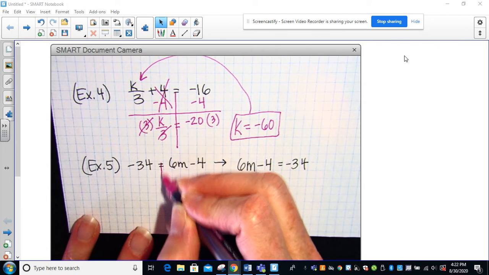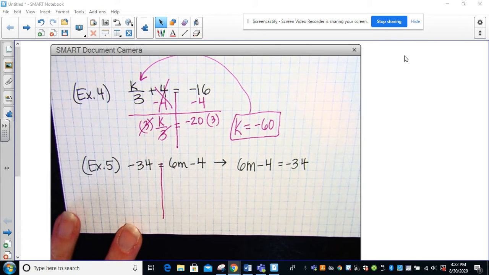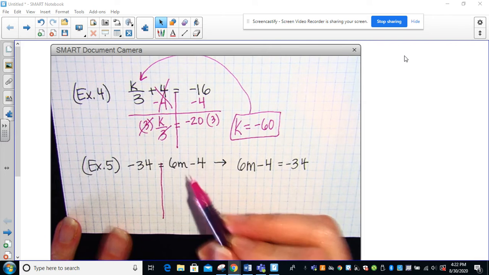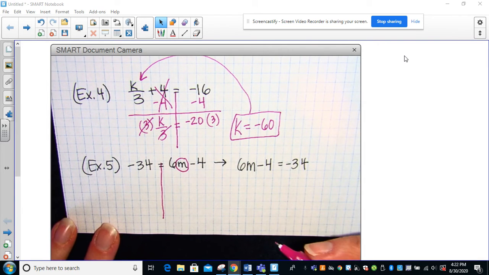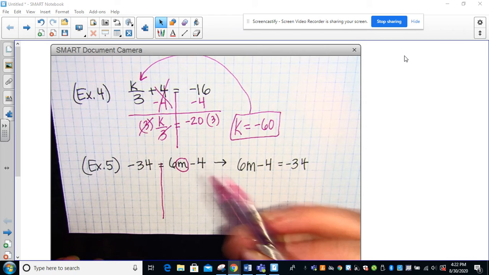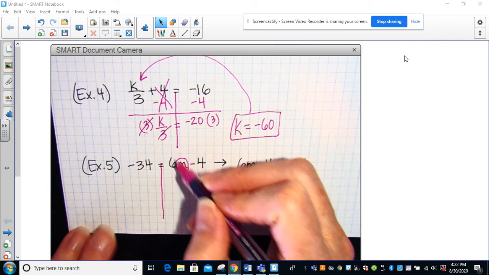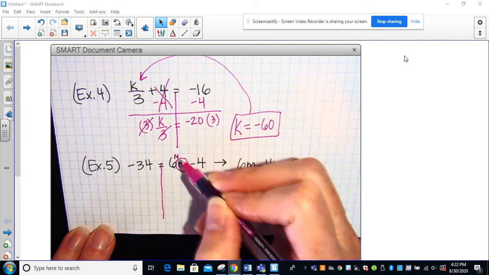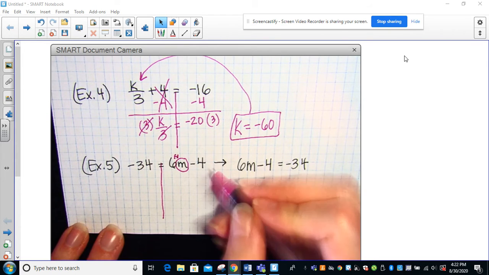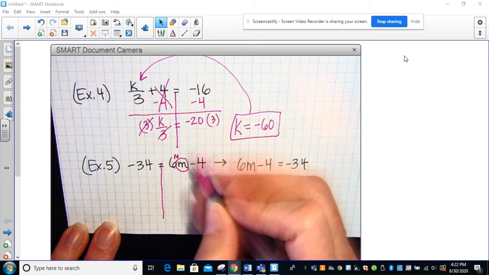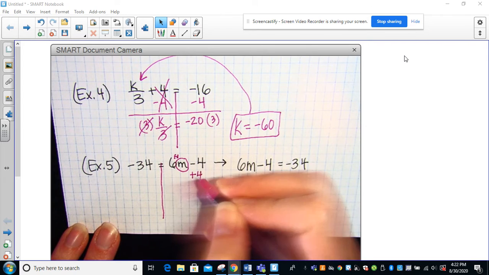So I'm going to go ahead and do it this side just to help you out in case you want to leave it there. So over here is where the m is. So we have to get rid of everything on that side except for the m. So I'm going to get rid of the minus 4 first because the 6 and the m are super close, and multiplication on this one would be the last step. So the inverse operation of minus 4 would be a plus 4.